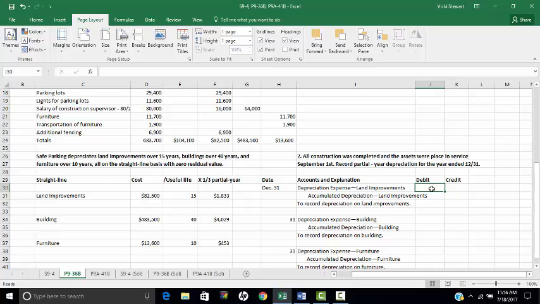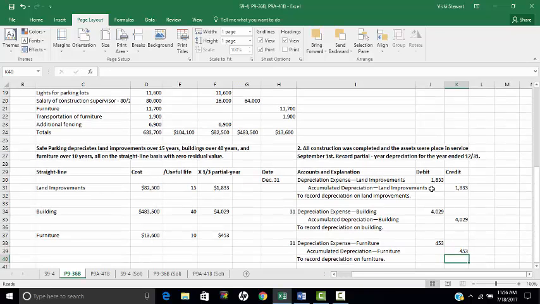For our land improvements, we would debit depreciation expense, land improvements for 1833, and we would credit accumulated depreciation, land improvements for the same amount. We would also debit depreciation expense, building for 4029 and credit accumulated depreciation, building for the same amount. And our last entry would be for the furniture. We would debit depreciation expense, furniture for $453 and we would credit accumulated depreciation, furniture for $453.